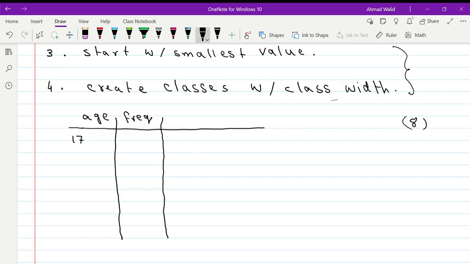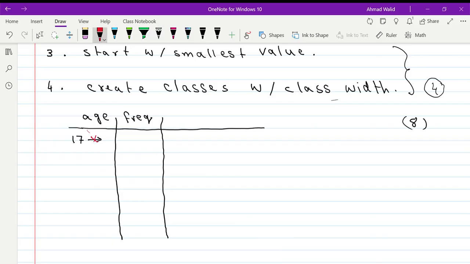I already found my class width. My class width was 4 based on the formula that I used, right? Now, when you want to create your second class, you add 4 on 17, not this way. Please do not go this way. It's wrong. Do not go this way.